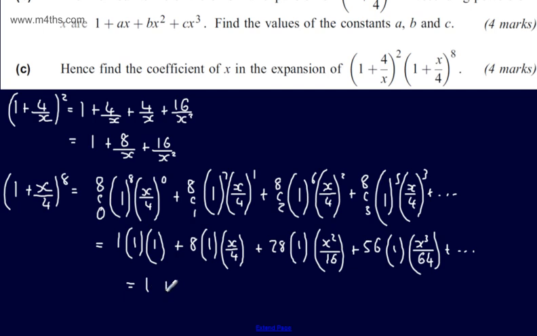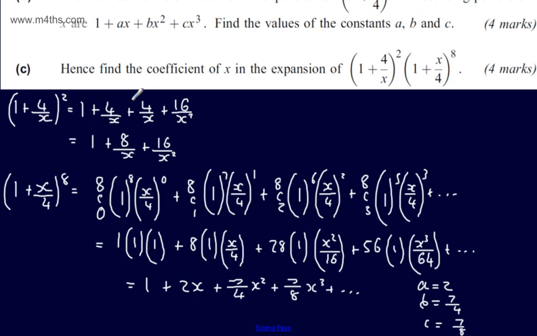So we're going to get 1 plus the 8 and the 4 will cancel to give me 2x. 28 over 16, we can divide both of those by 4, so that's going to give me now 7 over 4x squared. 56 over 64, we can divide both of those by 8, so we'd have 7 over 8x cubed, plus ... and so on and so forth. So from this we can see that a is equal to 2, b is equal to 7 over 4, and c will be equal to 7 over 8. So 4 marks for part B.